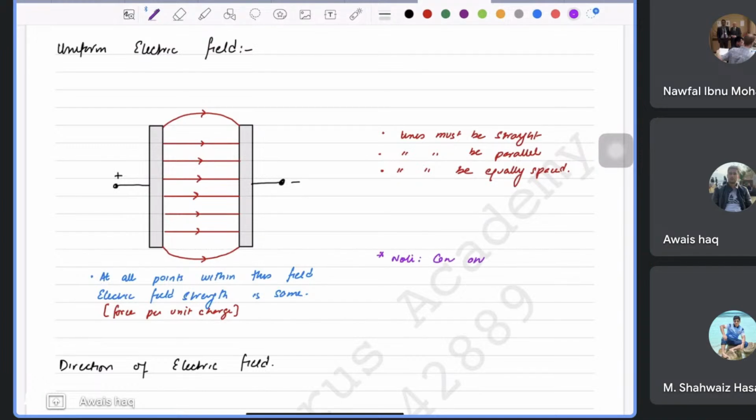can only be formed between two parallel charged plates. Like there's no other way to form them, just parallel charged plates. Alright, is it clear everyone? Any questions?